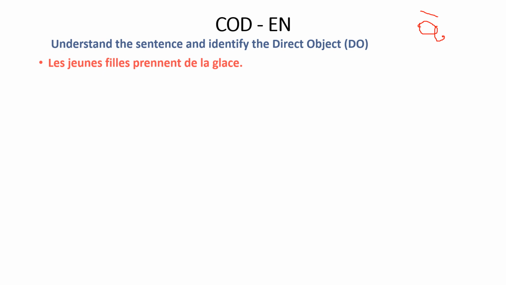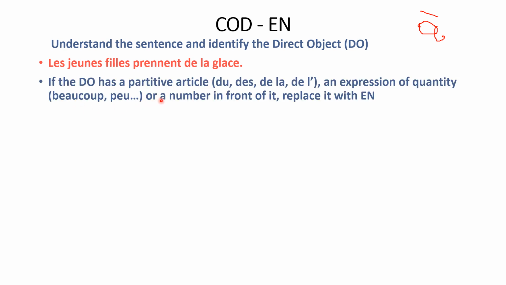So see the sentence, les jeunes filles prennent de la glace. Les jeunes filles is your noun, number 1, the young girls. Prennent, they're taking, the action, the verb. De la glace. There is no à here. So this, de la glace, is your direct object. Okay?